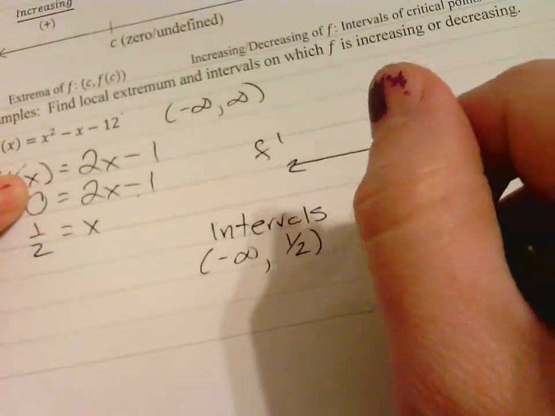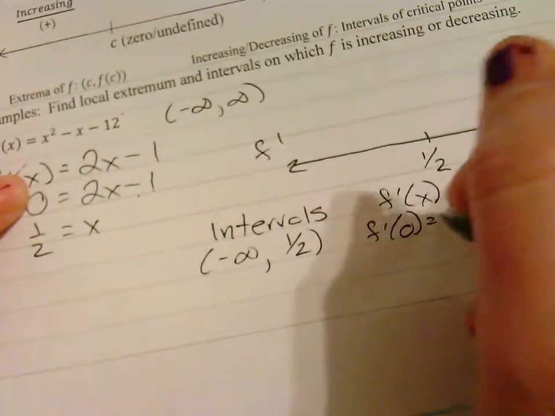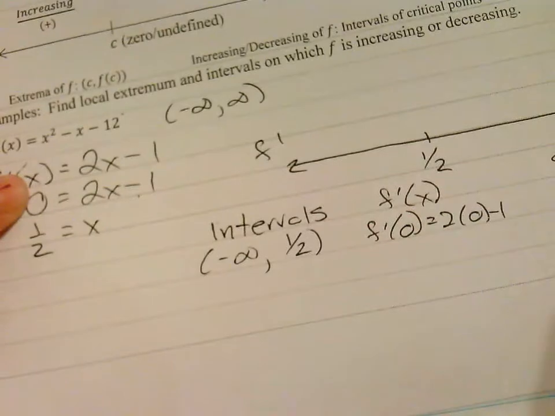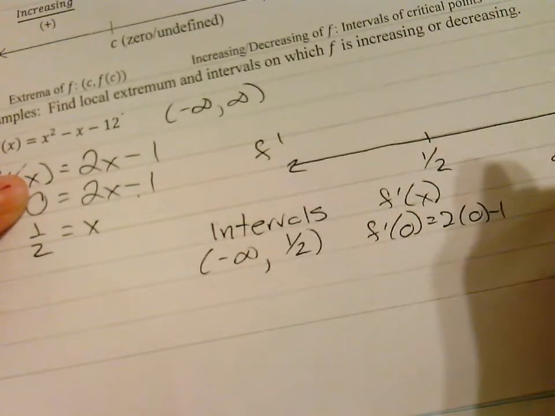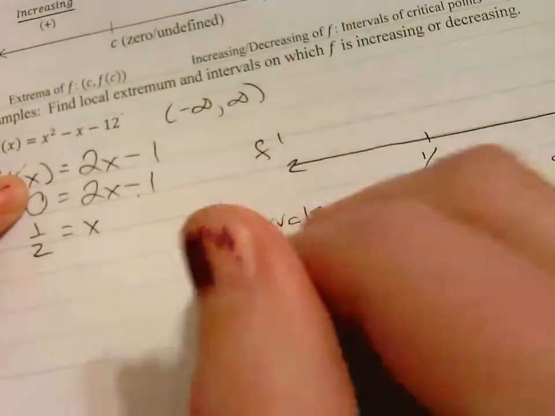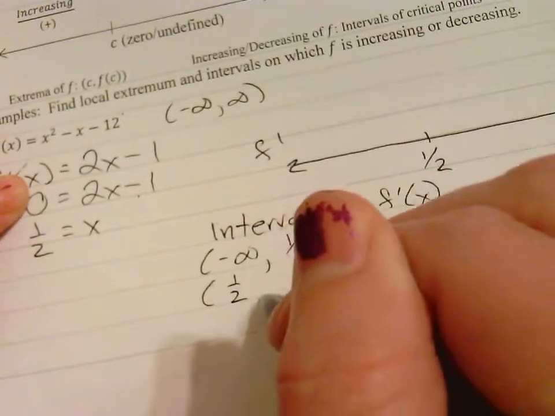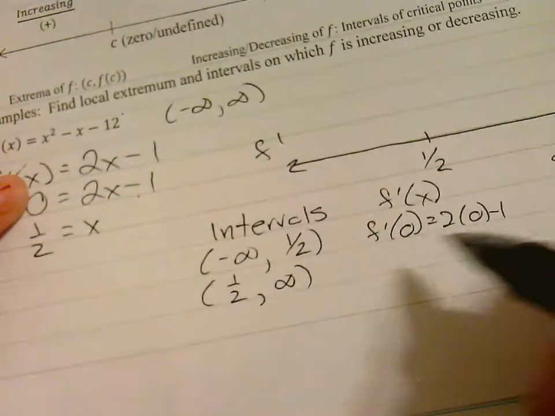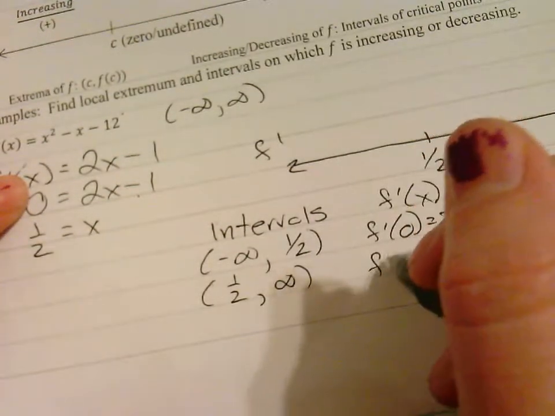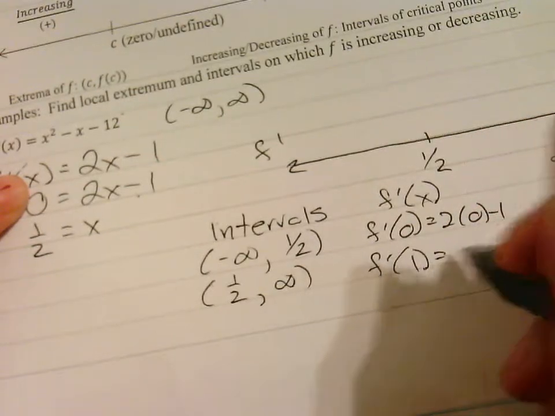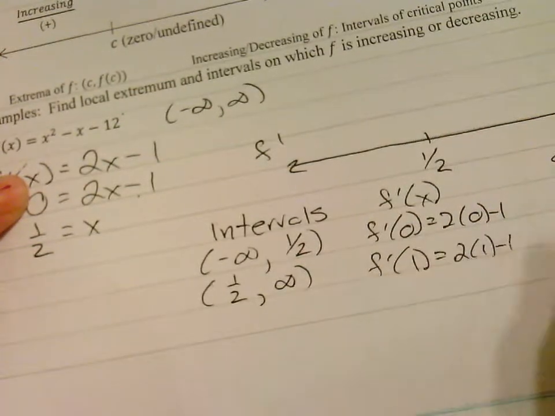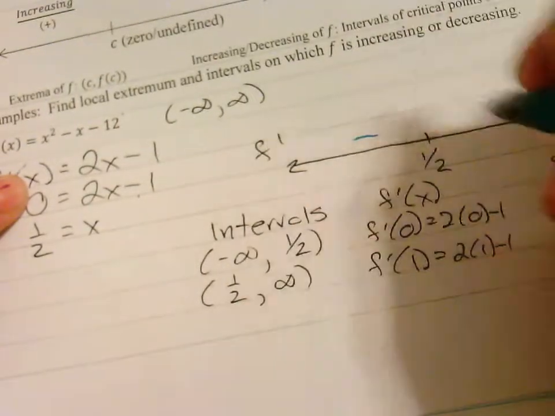So f prime of 0 is 2 times 0 minus 1, which is going to be a negative value. And then you check the interval 1/2 to infinity. I'm just going to do f prime of 1. So 2 times 1 minus 1 is a positive. Congratulations, we have a critical point at 1/2.